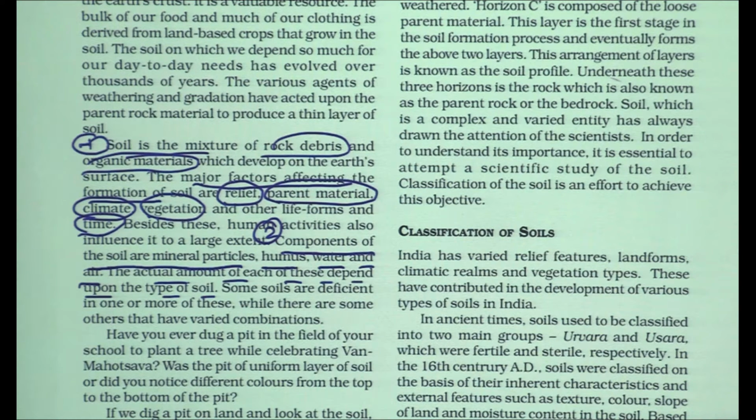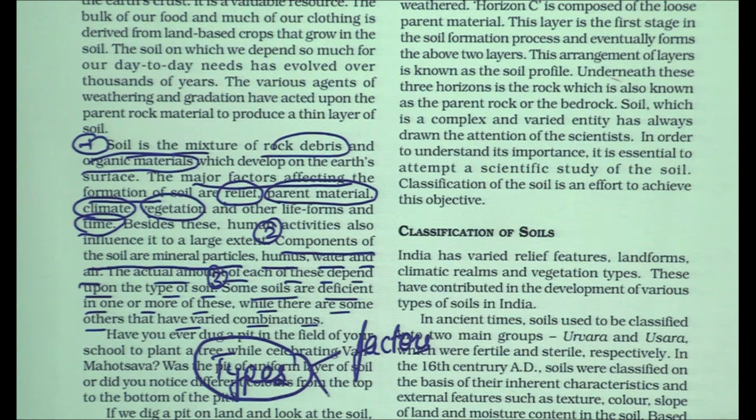Some soil, statement number 3, some soil are deficient in one or more of these while other are having the varied combination. That is the reason we have got different types of soil. Why we have different types of soil? We have different types of soil because of different factors that are affecting them, and we have different types of soil because we have got different combination of what? Minerals, water, humus and also air. So, soil is classified on the basis of these variable factors and their combination.